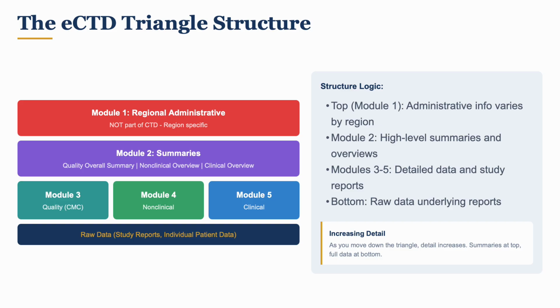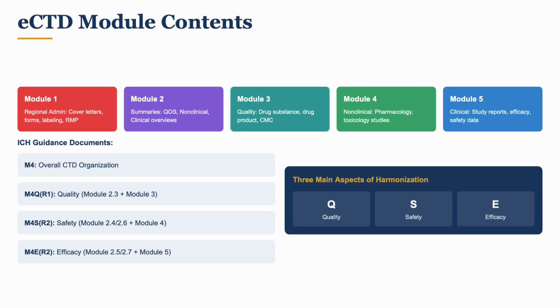The key principle here is increasing detail as you move down the triangle. At the top, you have high-level summaries. At the bottom, you have raw data and detailed study reports. This structure allows reviewers to understand the big picture quickly and then drill down into details as needed. Let's look at the modules in more detail and understand the ICH guidance documents that govern each one.